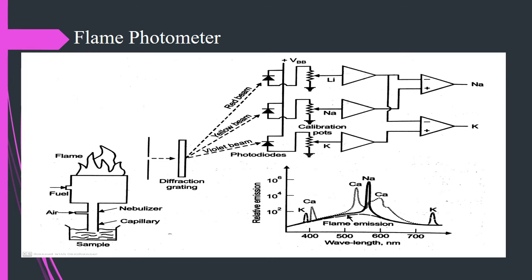A combustible gas like acetylene is also added with air. The sample-air mixture is burned and the light emitted in the flame is passed through a narrow slit and then to a diffraction grating. The diffracted colors are incident on various photodiodes. We can see here we have the red beam, yellow beam, violet beam, which are falling on the photodiodes. The photodetector circuit consists of a reverse bias diode in which current flow increases as the intensity of the light incident upon it increases.